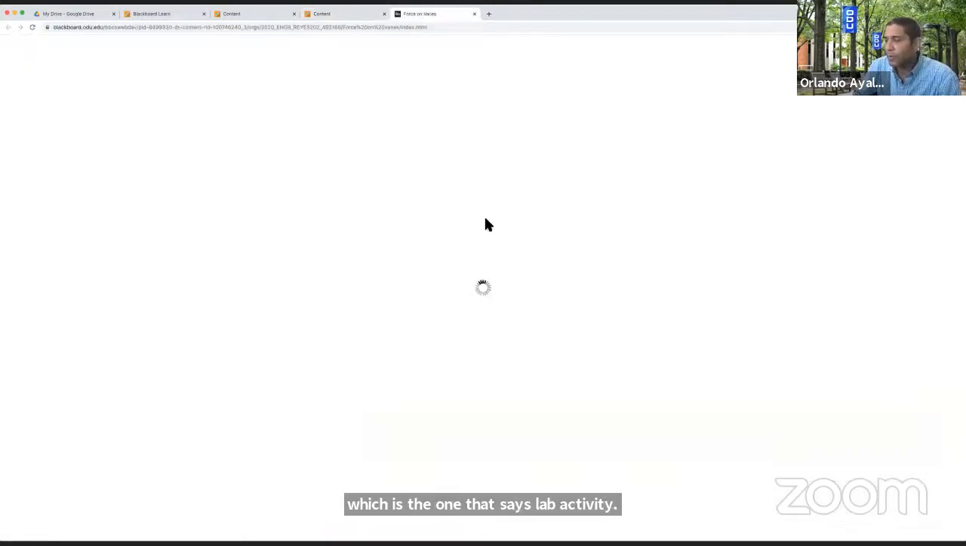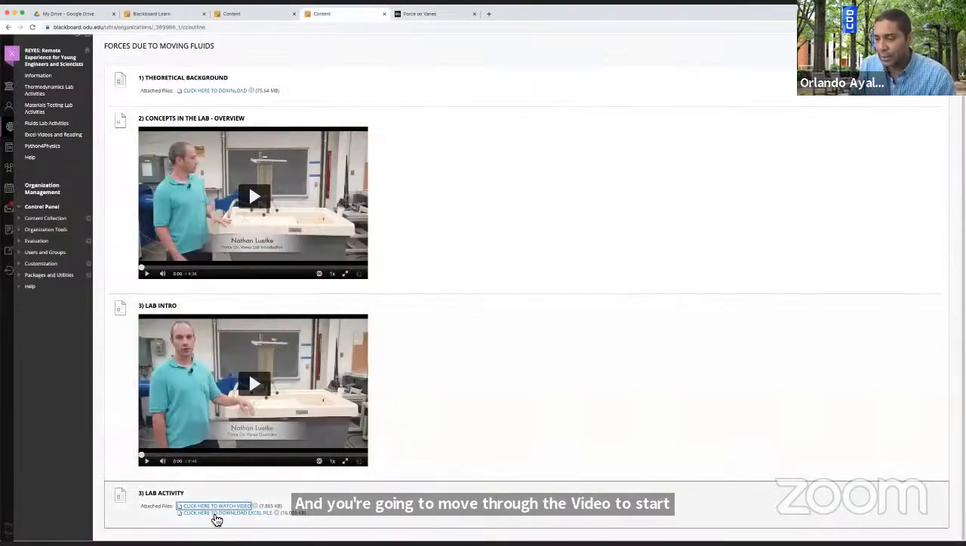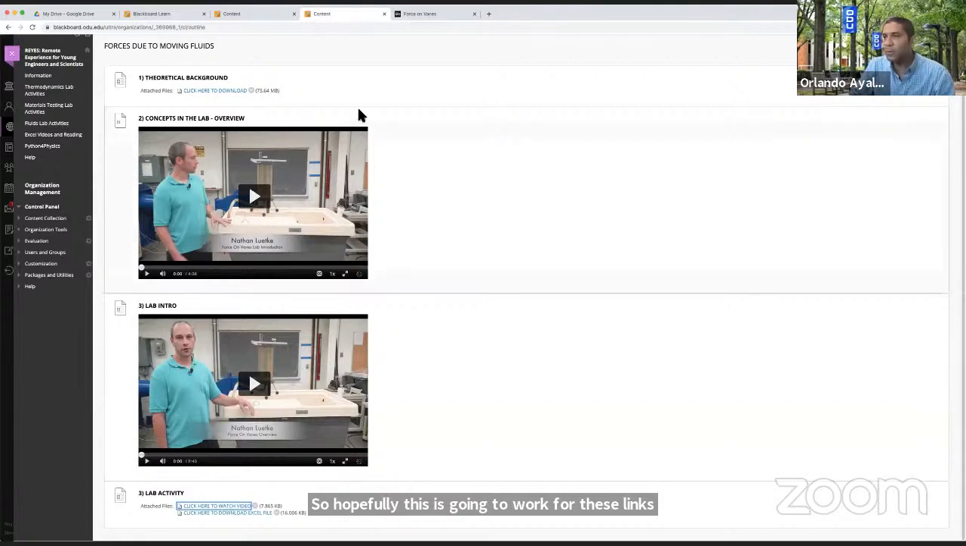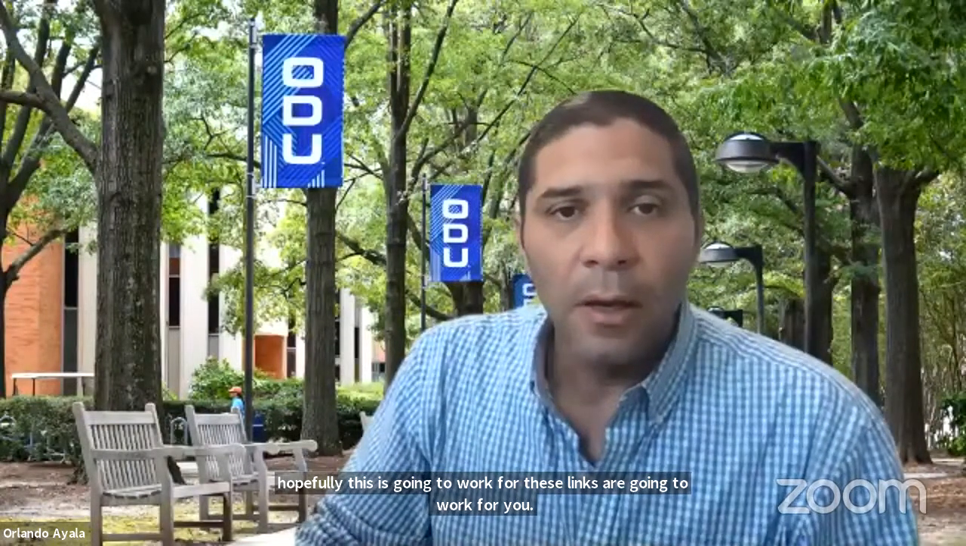You're going to go to the video, and this is a very interactive video. You're going to click and make some clicks to move, follow the instructions at the bottom, and you're going to move through the video to start collecting the data. Notice that at the very bottom, you have the option to click here to download the file. So hopefully these links are going to work for you. And let's see what happens. I'm all ears to anything that you find out during your virtual lab.